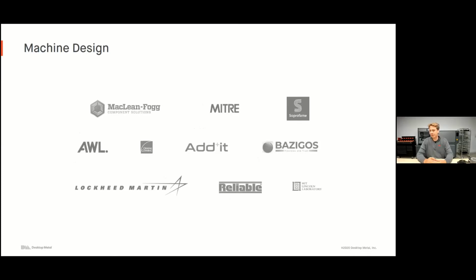So specific to machine design, I hope you recognize some of these names. We'll look at some of these companies today and how they're using this technology, but a lot of the big players in machine design are making excellent use. Companies like Makino and Lockheed Martin are making excellent use of their Desktop Metal systems today.